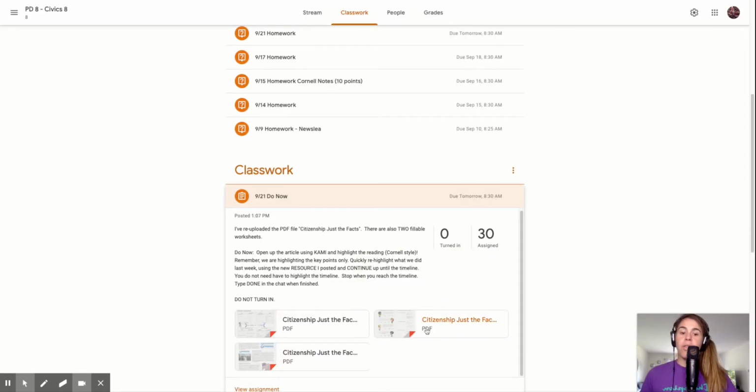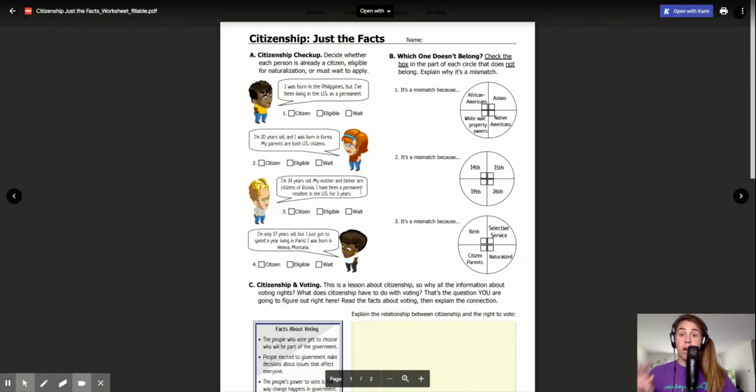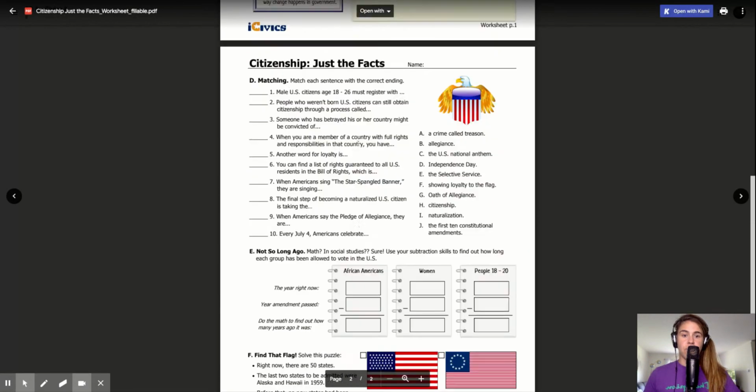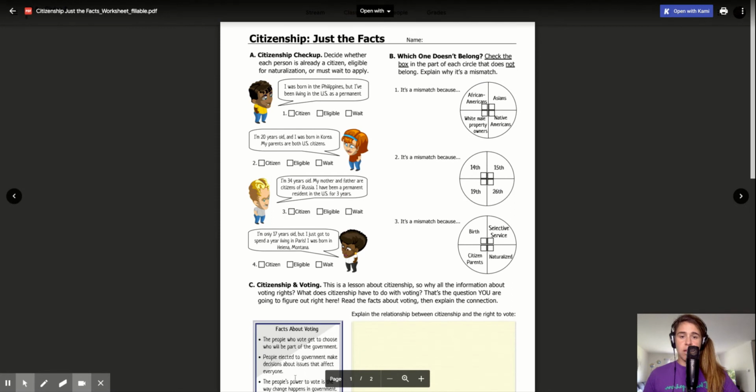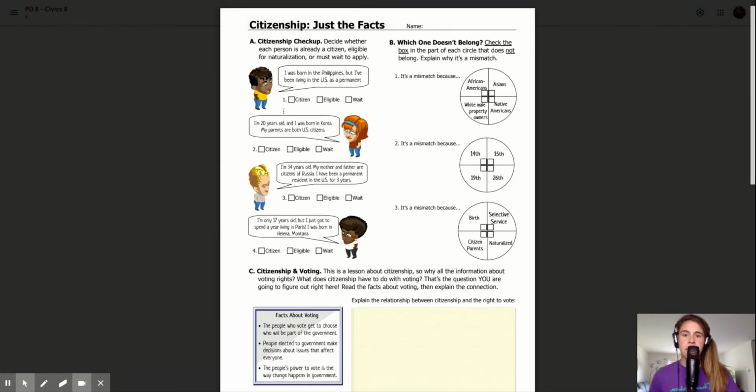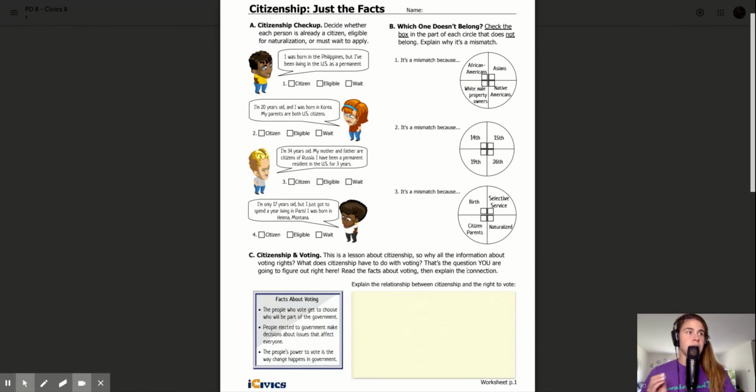Let's open up the worksheet. There are two worksheets, okay? And make sure you scroll down because there are 2 pages in this particular worksheet. Okay, I want to go over each section.